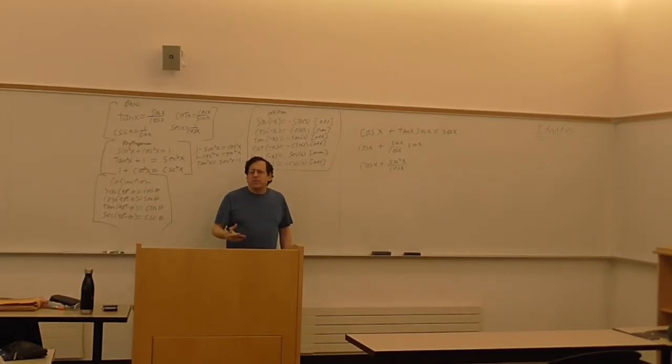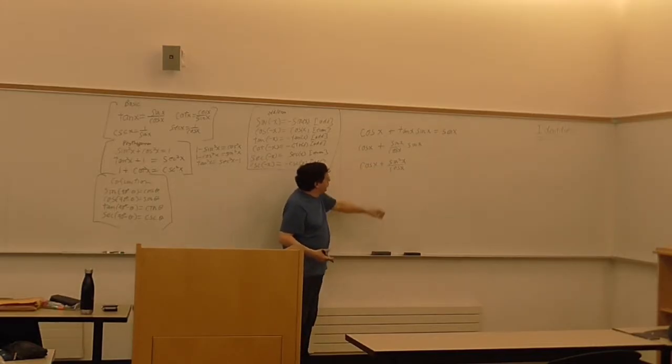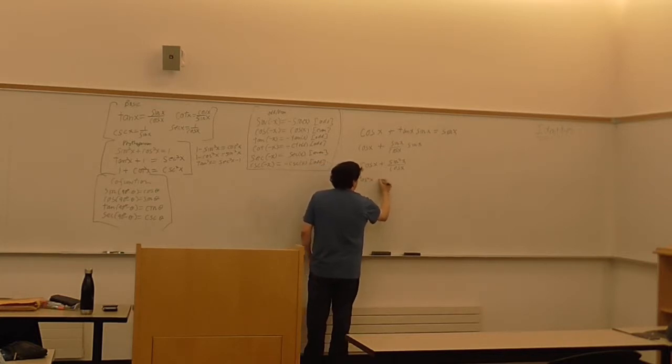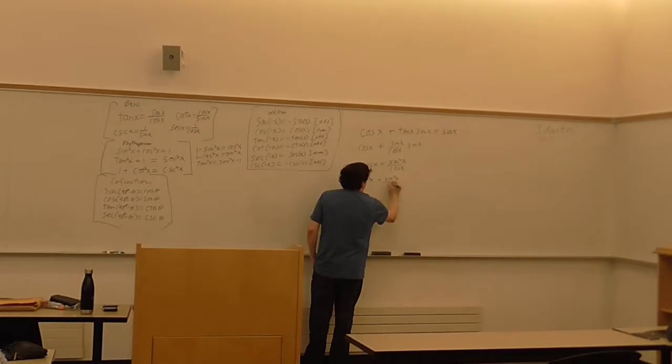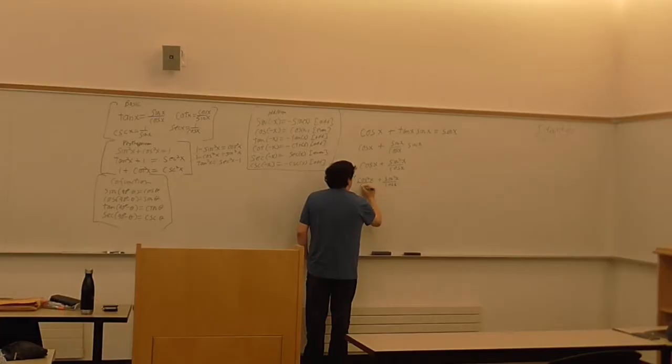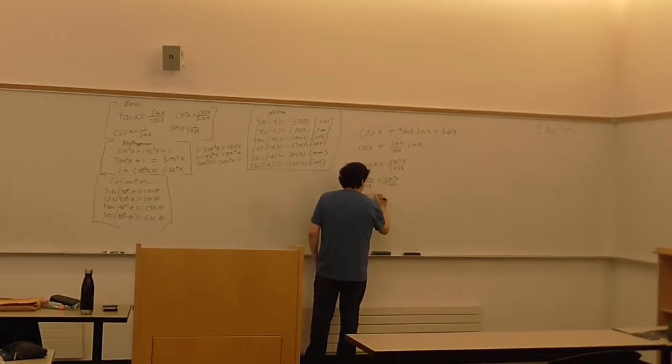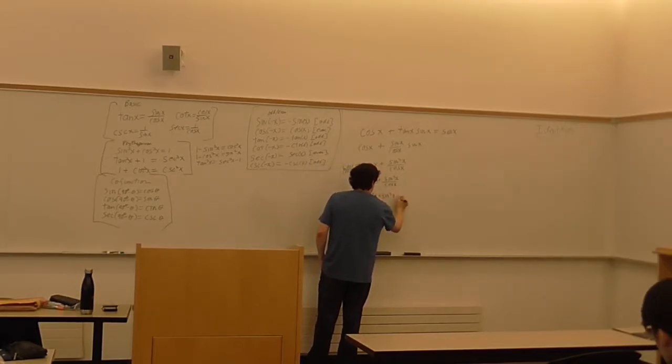Now I want to try that other strategy, which is when I have a fraction, to put things over a common denominator. So I have to multiply cosine of x times cosine of x over cosine of x. It's just multiplying it by 1. I get cosine squared x plus sine squared x all over cosine of x.